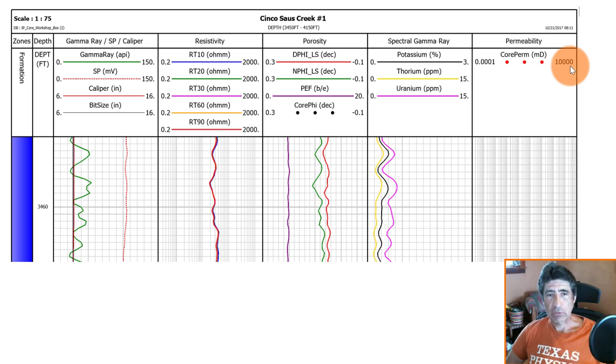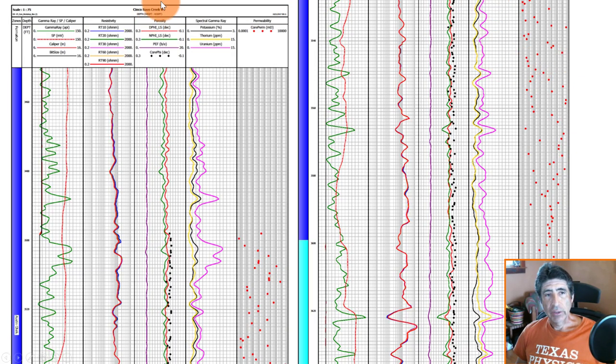As we go down this well, that's going down in depth, that's what we have in depth. That's depth in feet, and then we have the gamma ray log, electrical resistivity, neutron density, core plugs. Look at the intense number of them, the spectral gamma ray logs and permeability. Please understand the abnormally high oscillations that the uranium log has because of the presence of organic material.